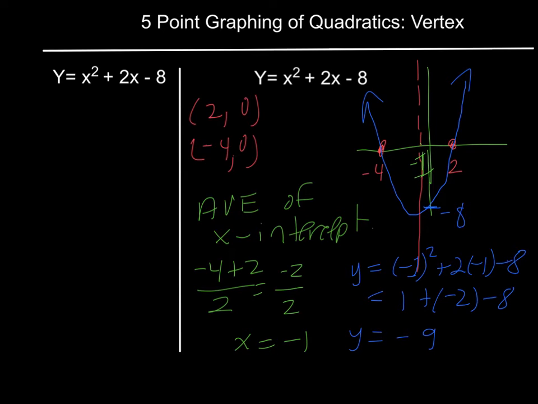And that makes sense because when I drew my parabola, it's a little bit lower than my -8. So that means my vertex is right here, and that is the point. I'm going to do it in orange or some other color here.